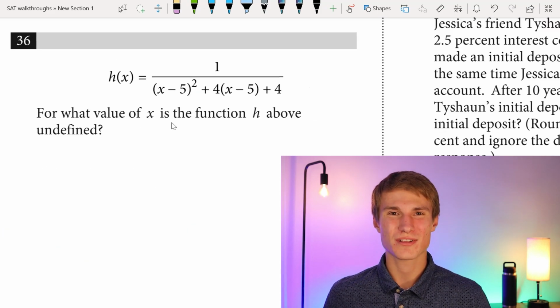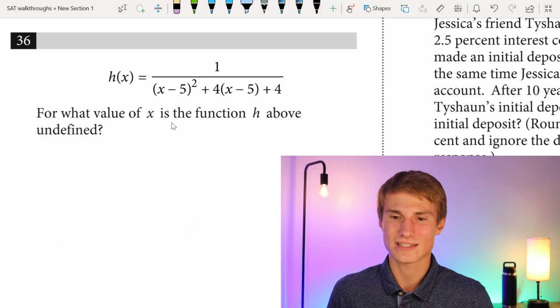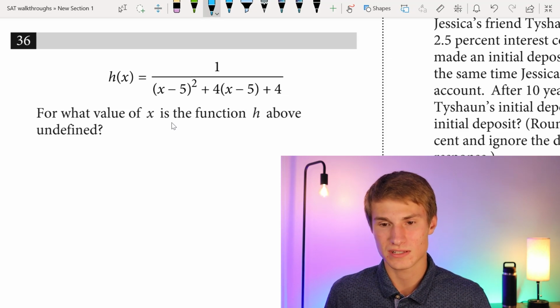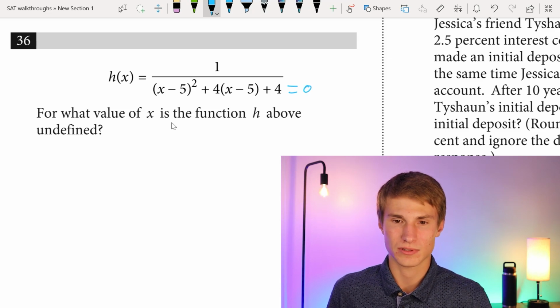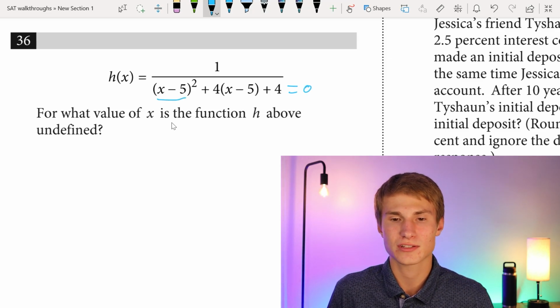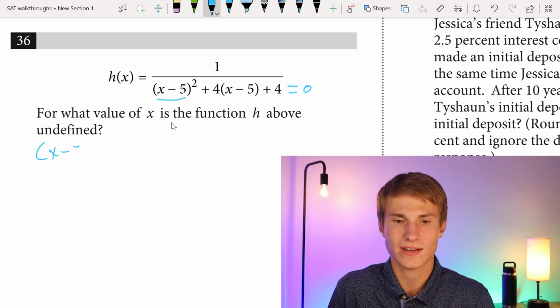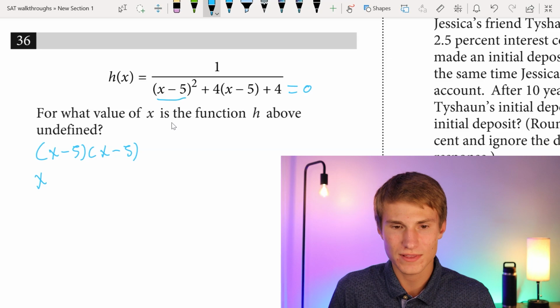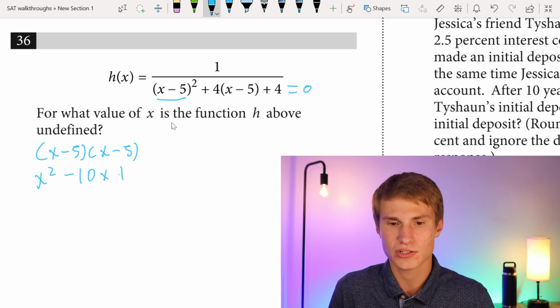All right, moving on to question number 36. We've got, for what value of x is the function h above undefined? Well, it's going to be undefined where its denominator is equal to 0. Okay, so we can go ahead and set our denominator to equal 0. Now from here, we've got x minus 5 squared. So to do that, we have to do x minus 5 times x minus 5. When we do that, we're going to end up with x squared minus 10x plus 25.